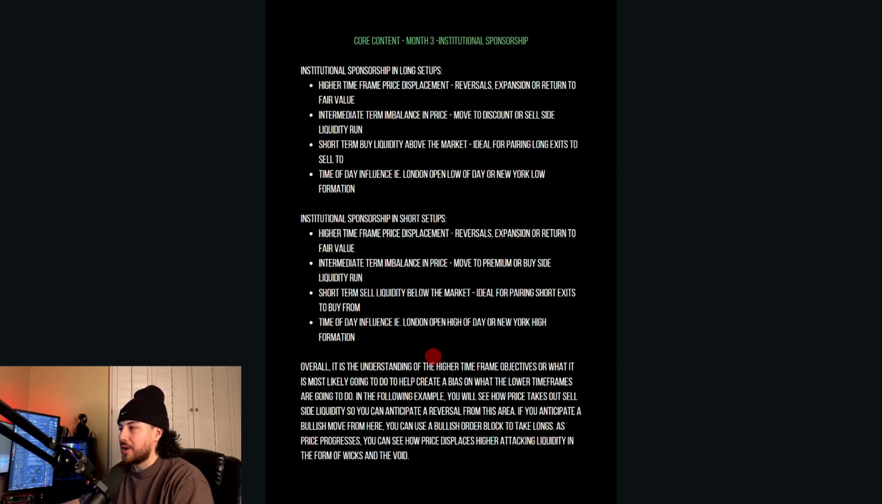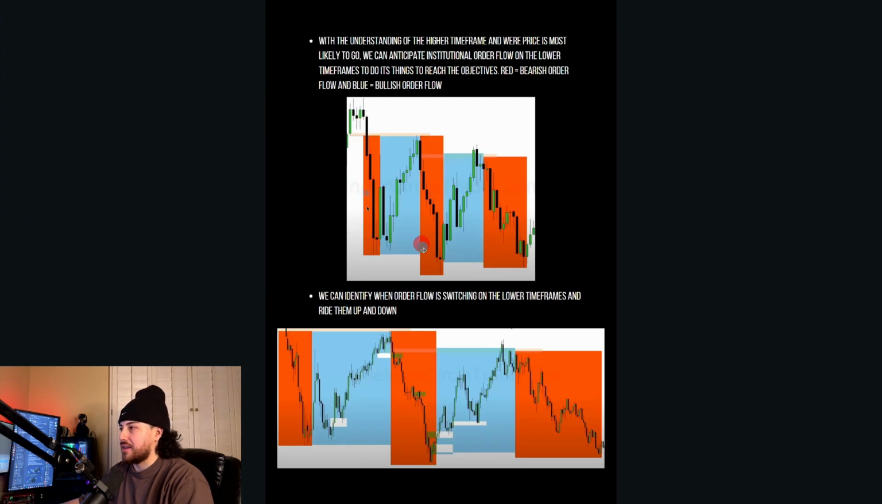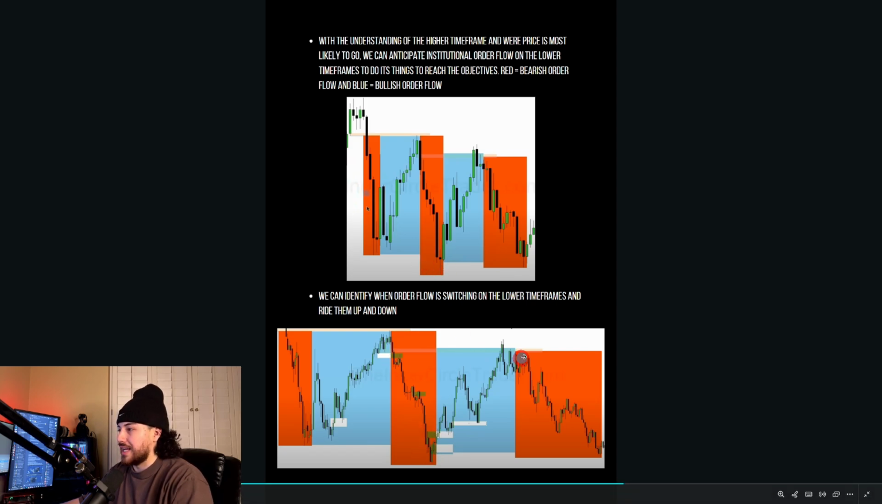Before I do break down that example, we kind of already seen it in the previous slide. If we understand the higher time frame, we can transpose this idea or the higher time frame objectives to the lower time frame to understand what the lower time frames are most likely trying to do.